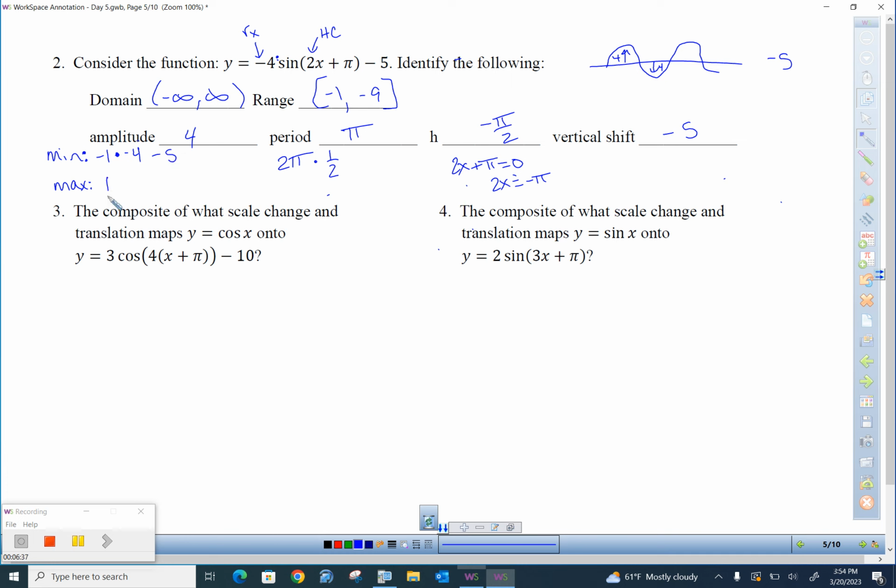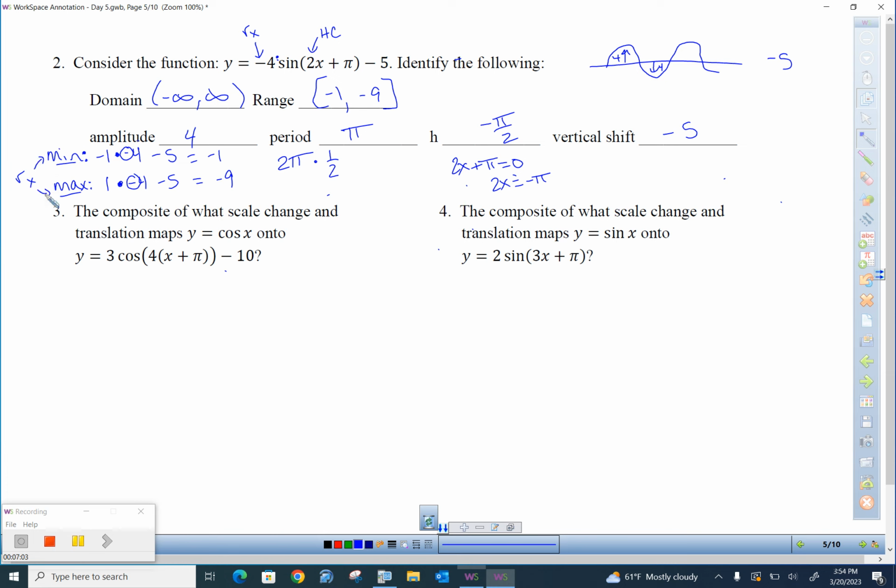Maximum is the same way. We're starting at +1 though. Timesing by -4, subtracting 5. And that tells us 4 minus 5 is -1. And -4 minus 5 is -9. The only weird part about this is you'll notice that min and max are really not in the correct order. That comes from this sign right here being a reflection over the x-axis, which flips these around.